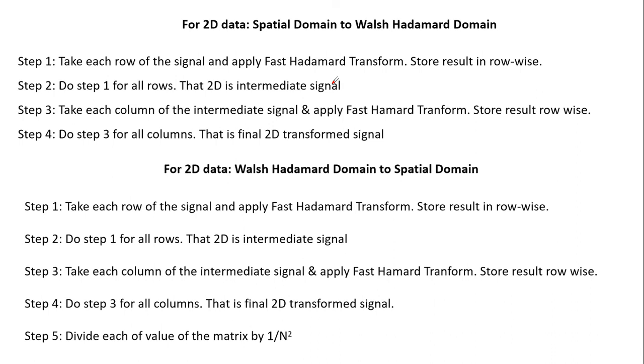Then take each column of the intermediate signal, apply the fast Hadamard transform and store the result again row wise. So when we are storing the result, we are storing row wise, but only for the first time we are doing the row wise operation, and in the next we are doing the column wise operation. For the two dimensional signal, the Walsh Hadamard transform has a reverse as well. This is for forward, and this is for reverse.